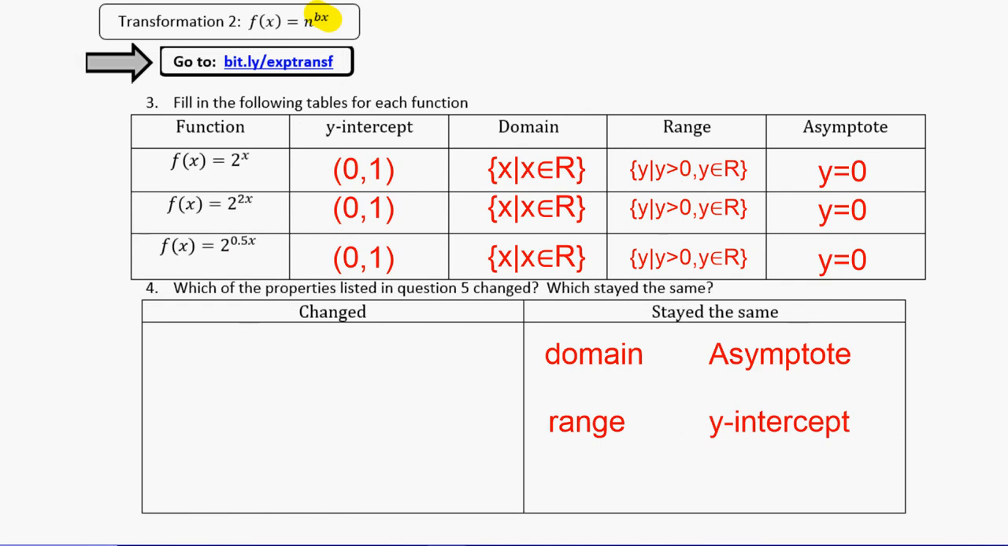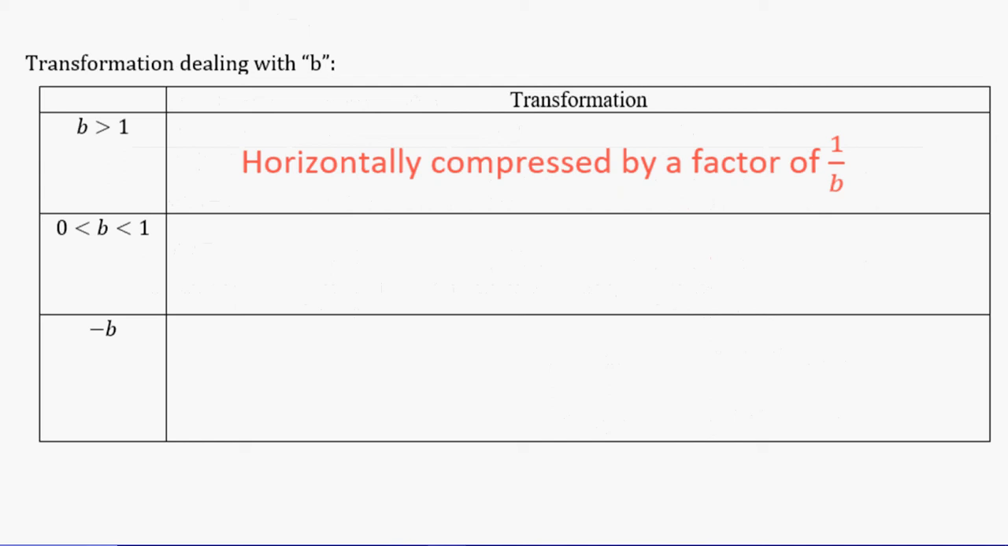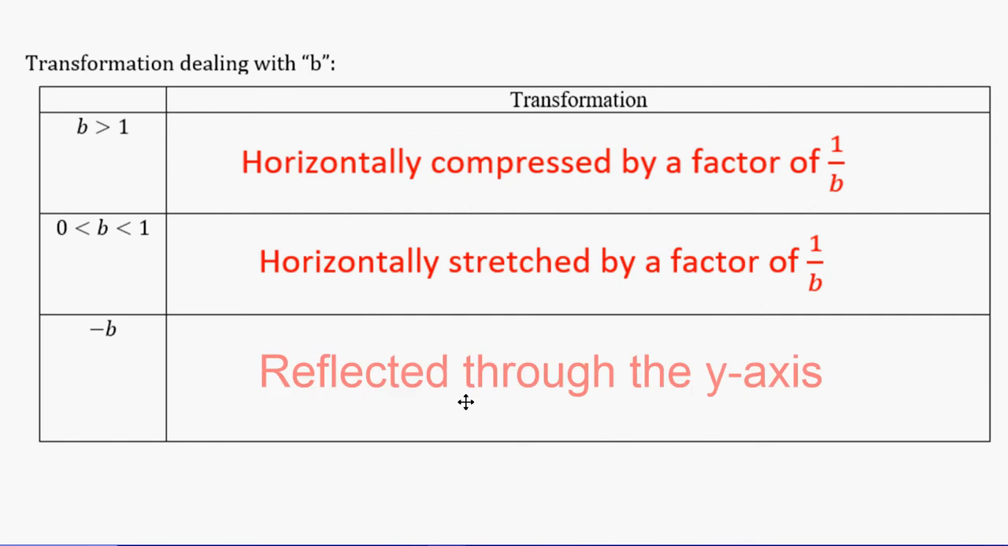Okay. So if the B value is greater than 1, we say this is horizontally compressed by a factor of 1 over B, just like Unit 3. Between 0 and 1, we say it's horizontally stretched by a factor of 1 over B. And if B is negative, we didn't really look at this, but we'll say it's reflected through the y-axis again if you want to see that.